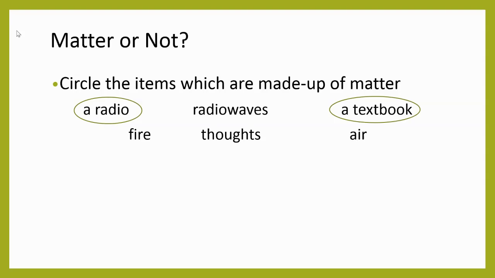Thoughts, similarly, they might take up space in your brain, but they don't have any mass, so they are not matter. And then air. Air, even though we're kind of used to it really not being there, it is kind of invisibly all around us. It has mass, a very small amount, and it does fill up the space around us. So it is a type of matter. So if you have any questions on those, please let me know. Otherwise, let's move on.